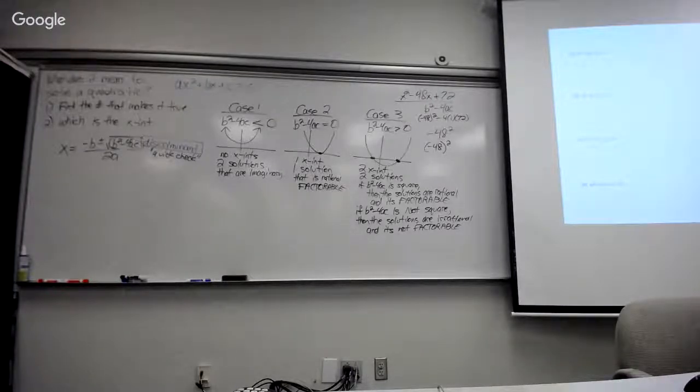Ultimately, the discriminant is the number under the square root. I just want to say that.